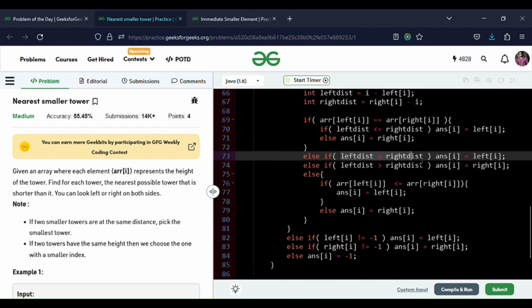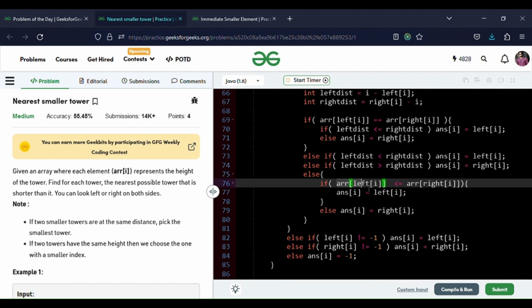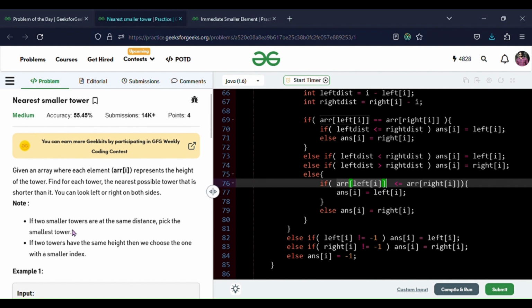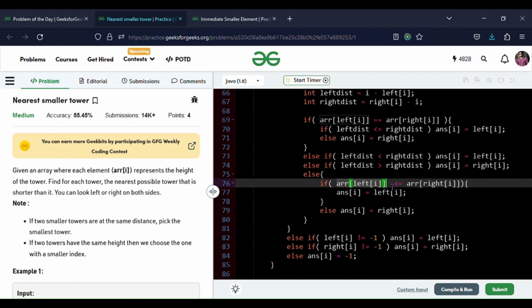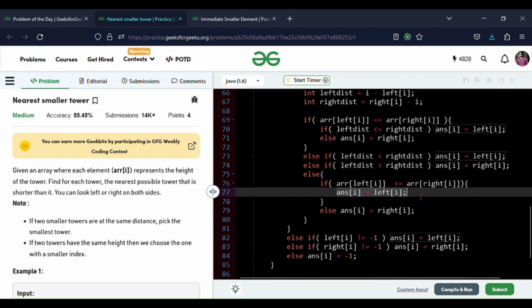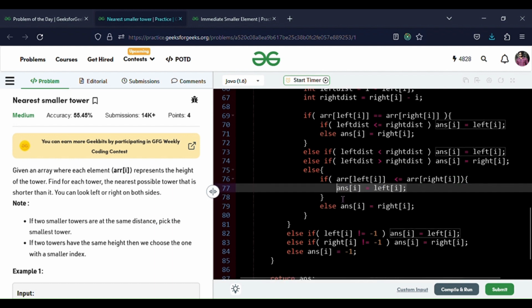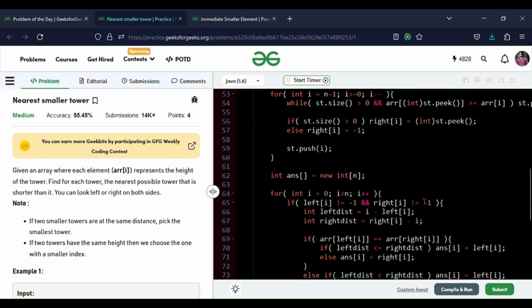If the distance from the ith index on both sides is same, then we will check if the height of the left side tower is lesser than the height of the right one, and if the left one is smaller than right one, then we will take the left one, else we will take the right one.